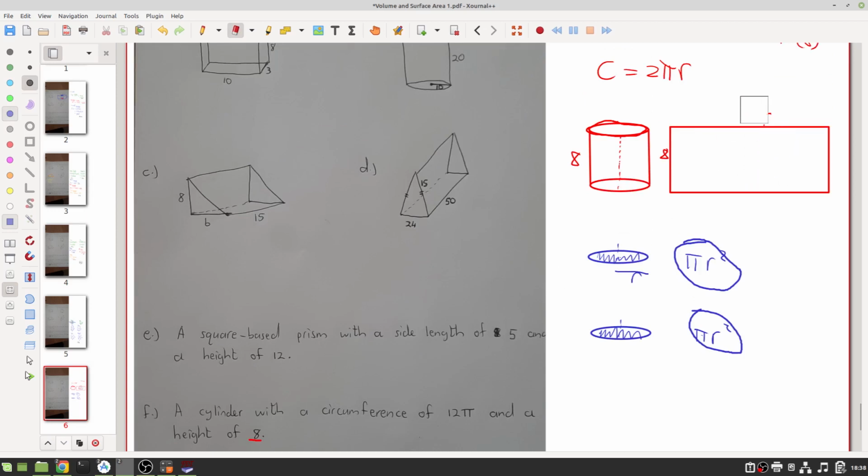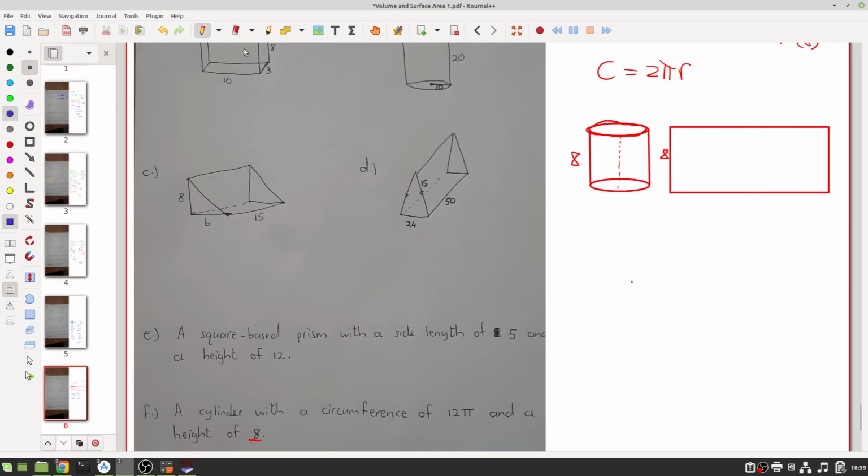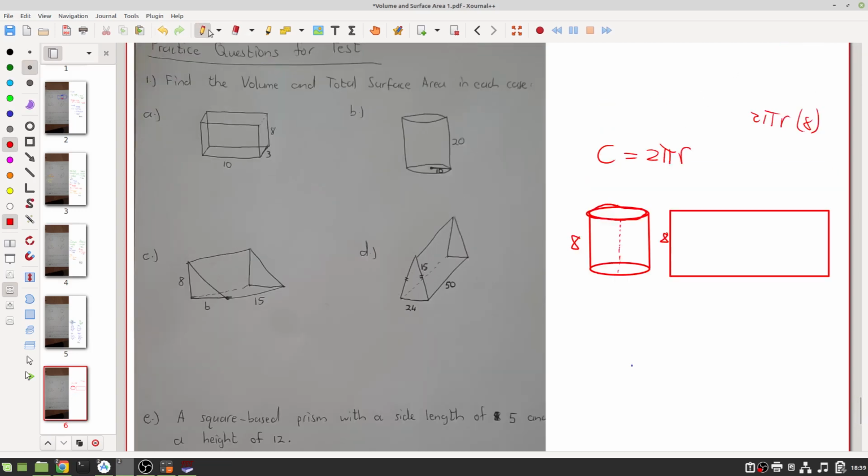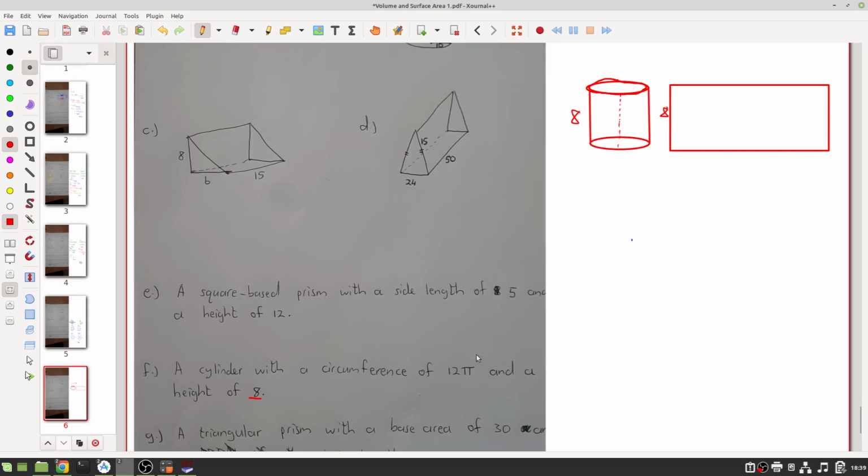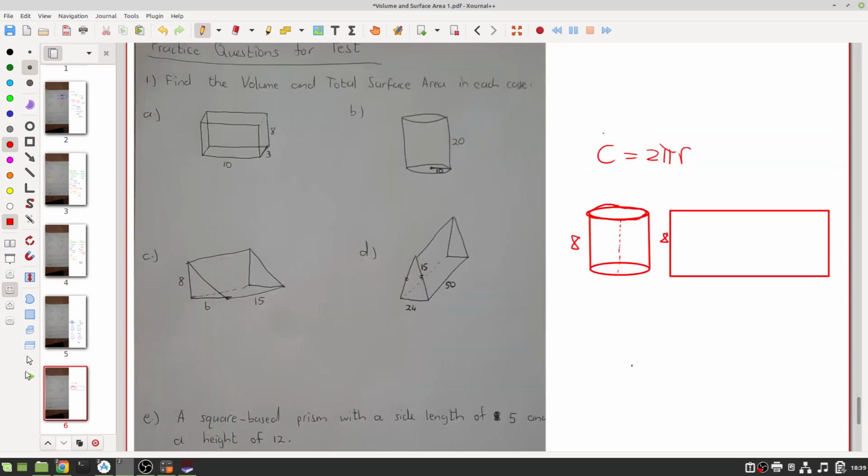Okay. We don't have to start the whole thing over. Just from here. So they tell us what the circumference is. That's the formula for the circumference, 2 pi r. But they tell us the circumference is 12 pi. So the circumference is 12 pi, and that's equal to 2 pi r.